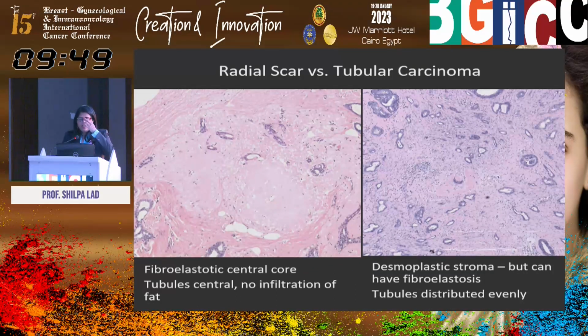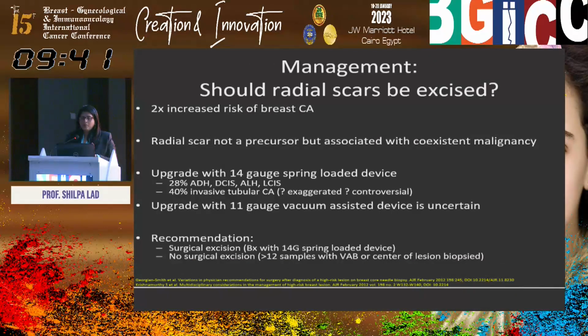Okay, now there can sometimes be a little bit overlap between radial scar and tubular carcinoma on 14-gauge core needle biopsy. And therefore, if you have done a 14-gauge core needle biopsy and the histopathology shows radial scar, then we recommend a surgical excision, because the upgrade rate to ADH, DCIS, ALH, or LCIS is about 28%.